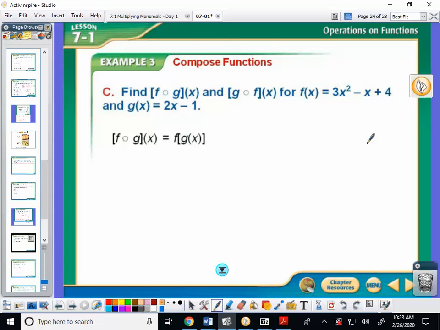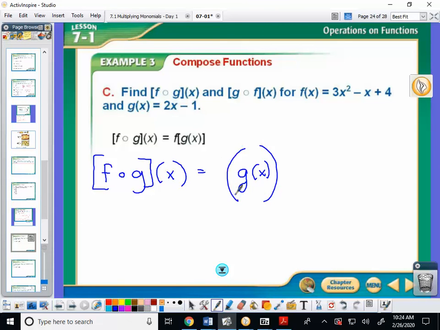So they're asking us to find two things here. Let's start with f composite g. On your notes page, go ahead and write down f composite g of x. This means I'm going to take the g function and put it into the f function. So my g function is 2x minus 1. Go ahead and circle 2x minus 1.